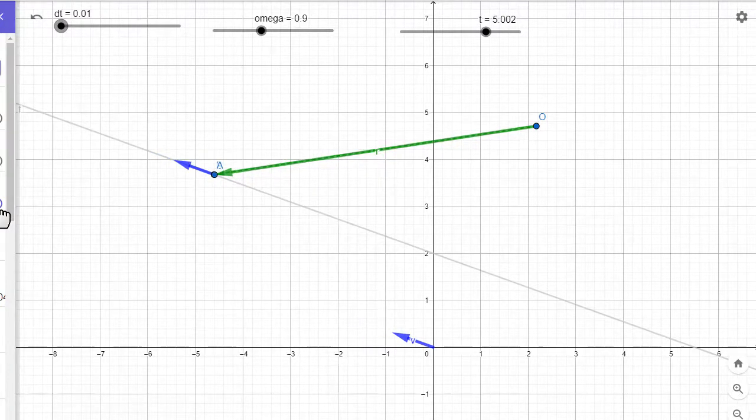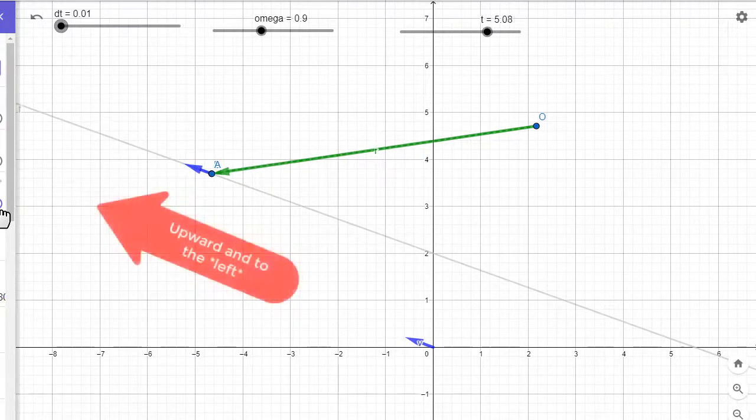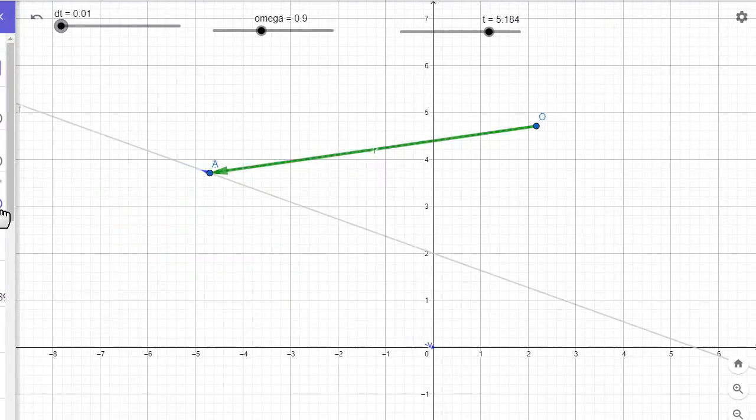It's still moving upward and to the right. See, it's still moving upward and to the right. It's still slowing down. Right about there, the velocity went to 0. Right? Here's where it reaches its maximum point. And now if I start it up again, there it goes. And now it's moving downward again, right?